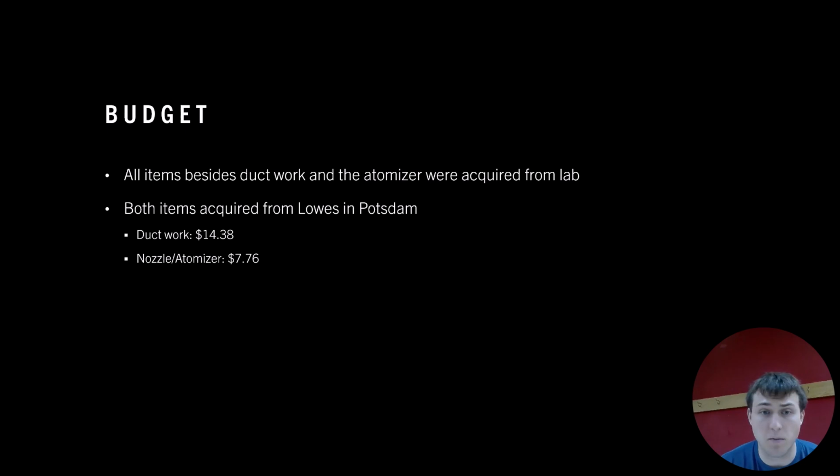For the budget, since most of our items were able to be acquired from the lab, we didn't have to pay anything for those. While the two things that we didn't acquire from the lab, that we actually acquired from Lowe's, cost us roughly $22, with the ductwork being roughly $15, and the nozzle and atomizer were roughly $7. So this is a very low cost, low risk experiment.